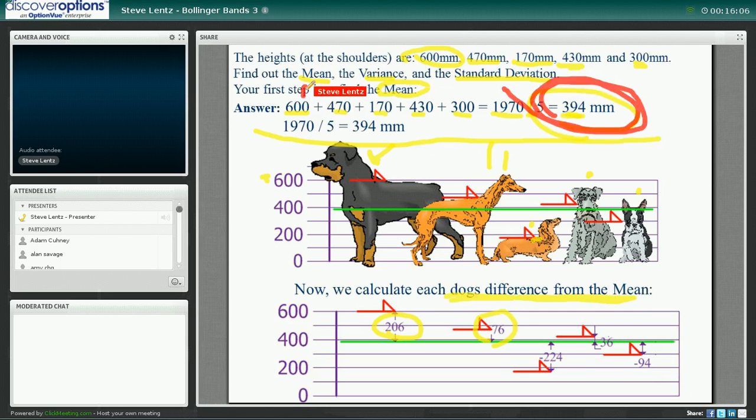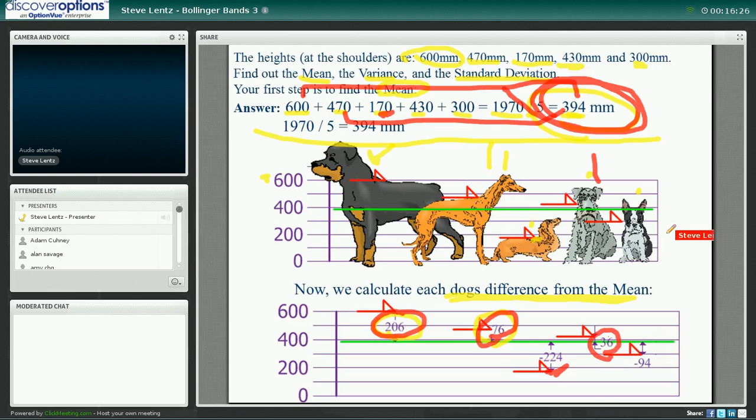Okay, so the difference from 600 to 394 is this 206 figure. The 470 is only 76 away from the mean, from the average. The little Dachshund is underneath by 224. You see that? The Terrier is almost there, right at 36. And this Boston Terrier is just underneath by about 94 millimeters. So these are the variances from the mean for each of the dogs.